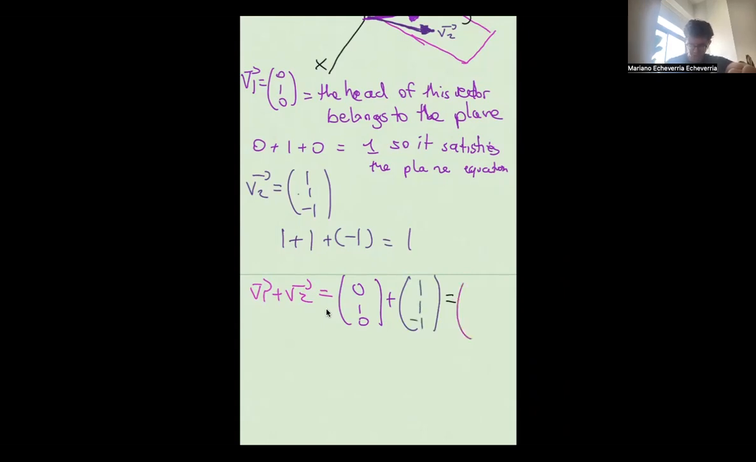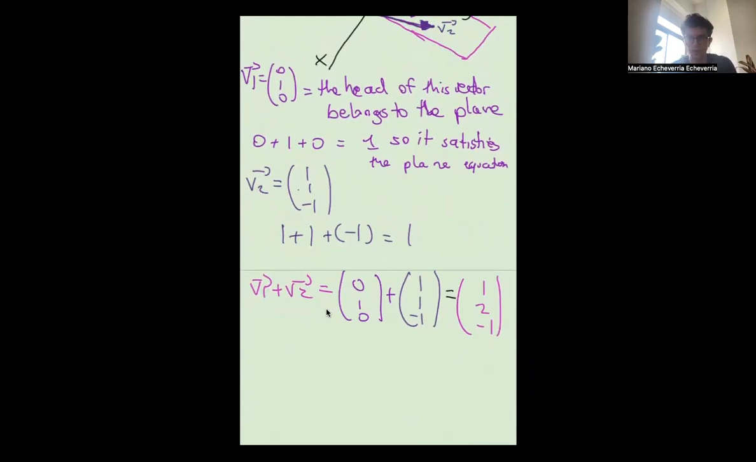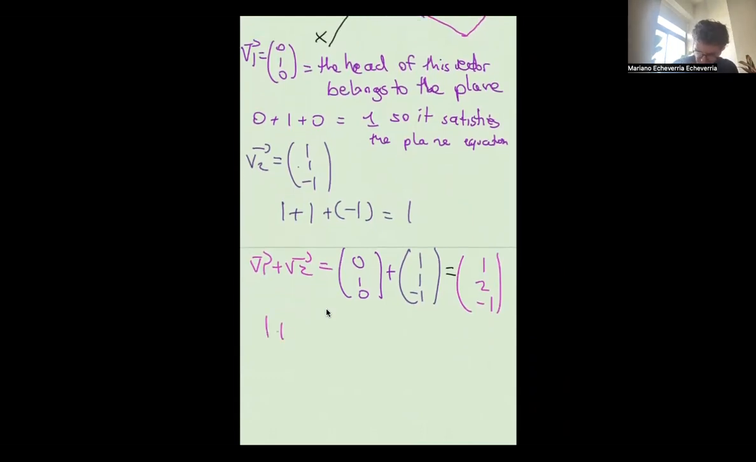That is equal to 1, 2, -1, right? The question now is, is this new vector in the plane or not? You get 1 plus 2 plus -1, and that gives you 2. But the condition for being in the plane is that the entries sum to 1, not 2. So this new vector, the sum, is no longer in the plane.